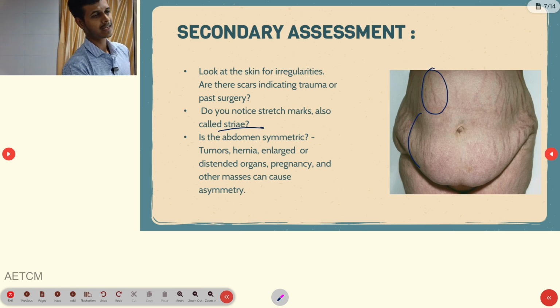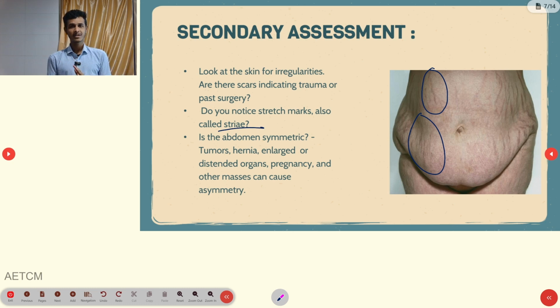This vertical line is called striae or stretch marks. Mainly this will occur rapidly in an acute state if the person is gaining weight or losing weight, meaning that striae or stretch marks will occur. For example, in pregnancy cases, or if the person has severe abdominal edema or ascites, and you are reducing it, that will cause these striae or stretch marks.